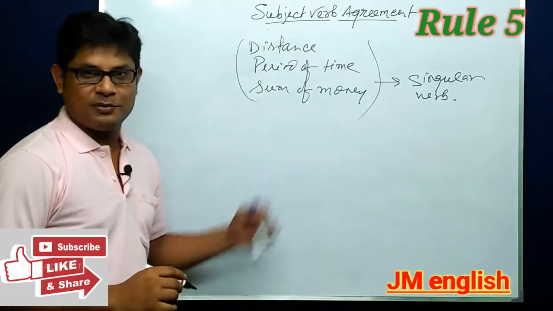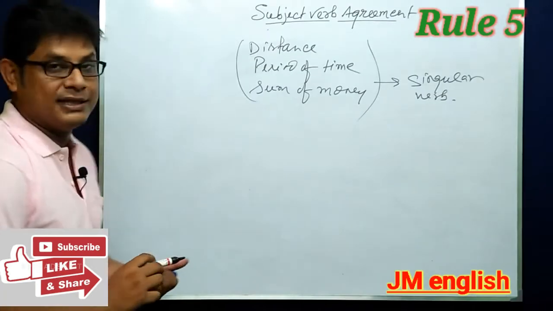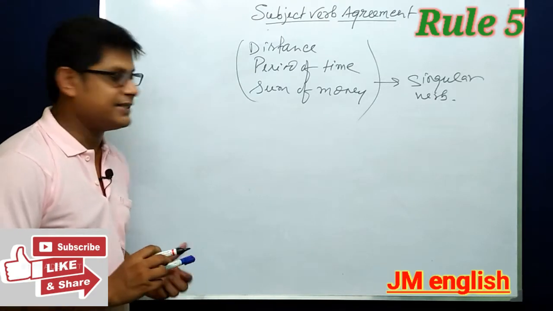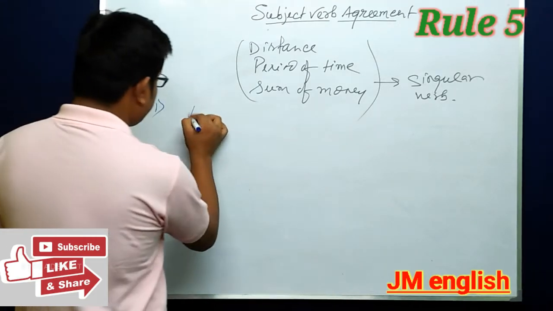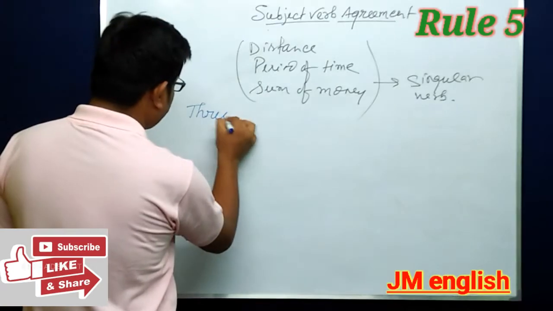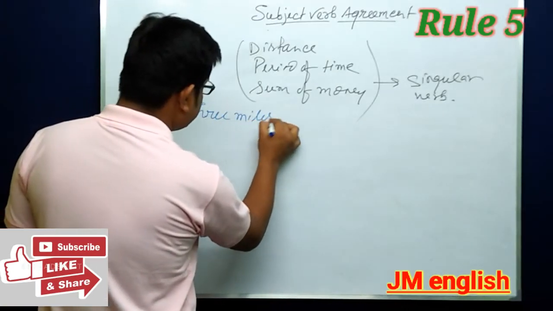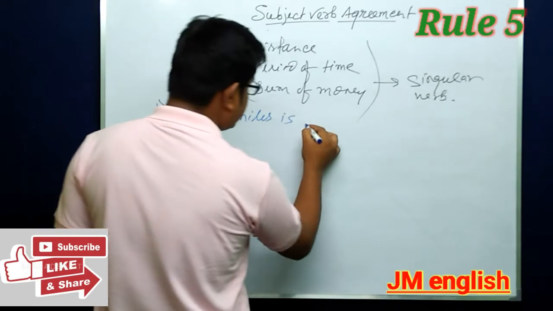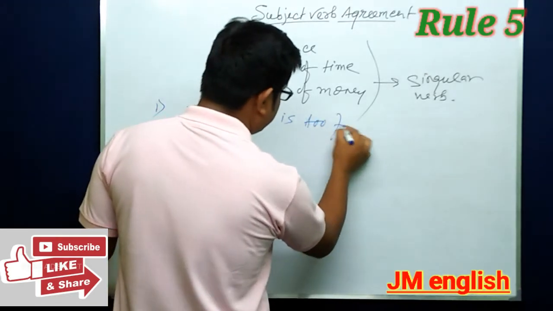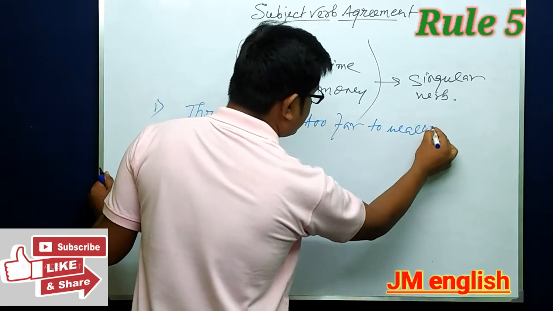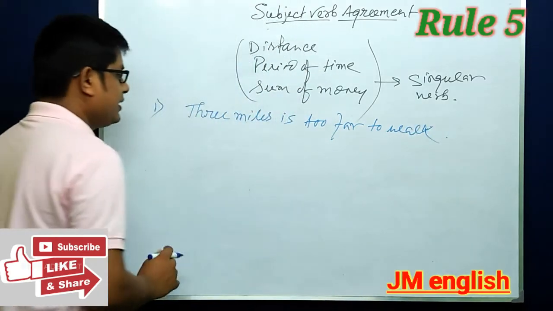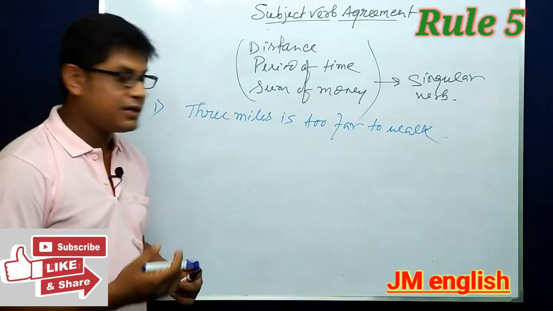Clear? So this is all about rule number 5. How? Let's have some sentences as examples. You can say, 3 miles is too far to walk. Okay, 3 miles is too far to walk.